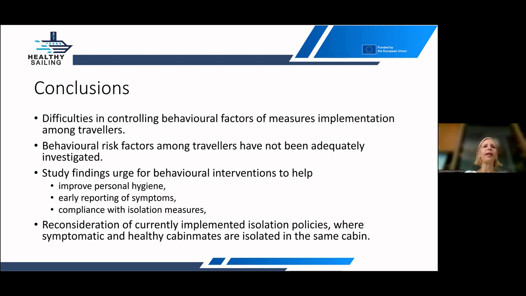Now, as a conclusion, we have difficulties in controlling behavioral factors of measures implementation among travelers. Behavioral risk factors among travelers have not been adequately investigated. The study findings urge for a behavioral intervention to help improve personal hygiene and hand washing, early reporting of symptoms, and compliance with isolation measures. And of course, a reconsideration of currently implemented isolation policies where symptomatic and healthy cabin mates are isolated in the same cabin.